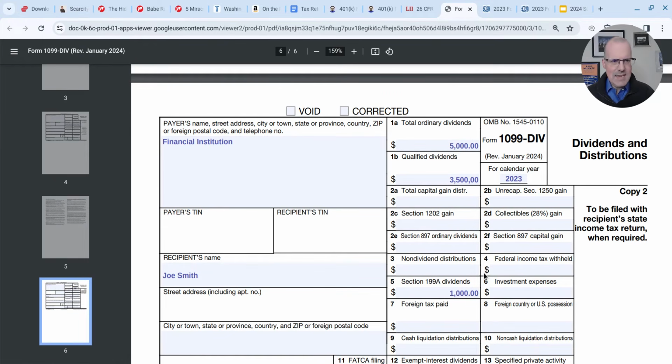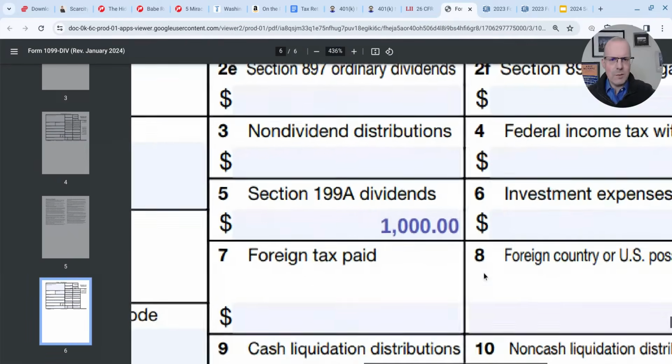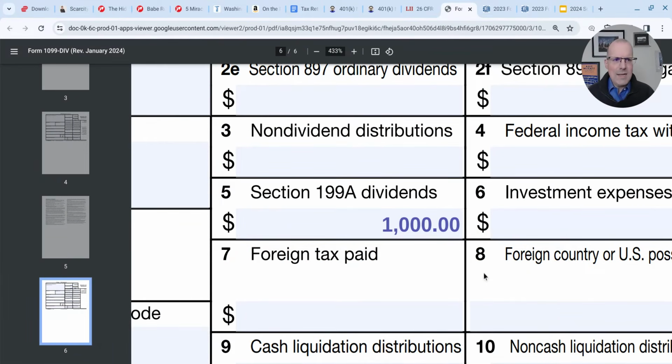Then we're going through this 1099-DIV and we see this box 5. Let me blow that up for you a little bit. And it says Section 199A dividends. Well, what the heck is a Section 199A dividend? Nobody taught me what that was in school.